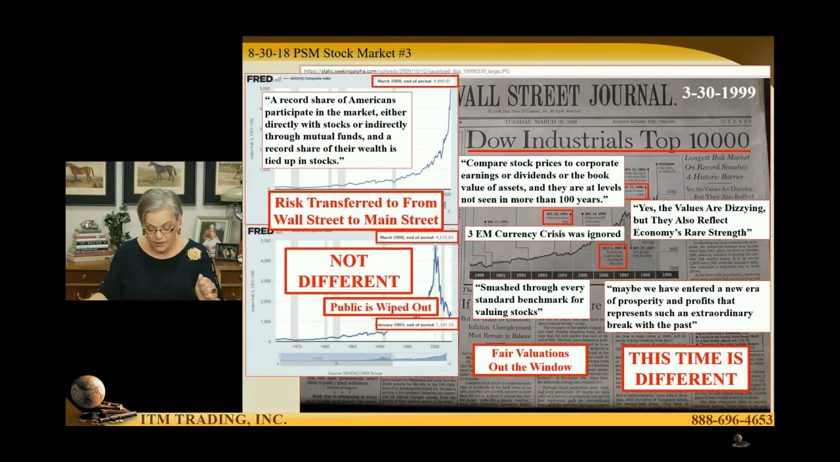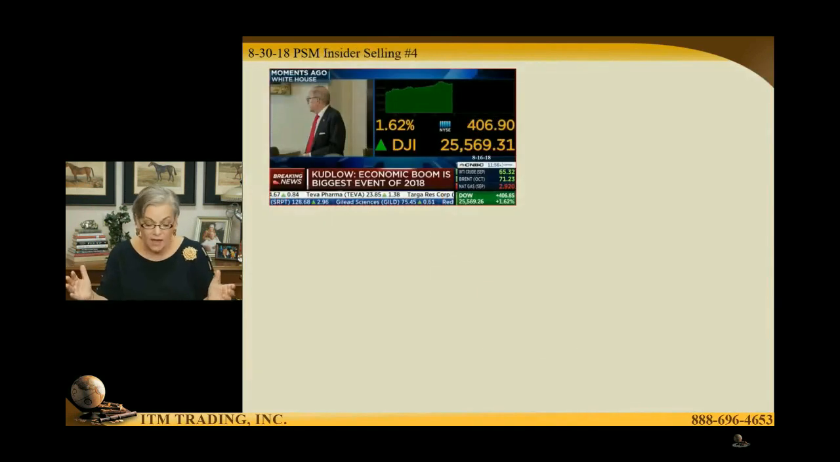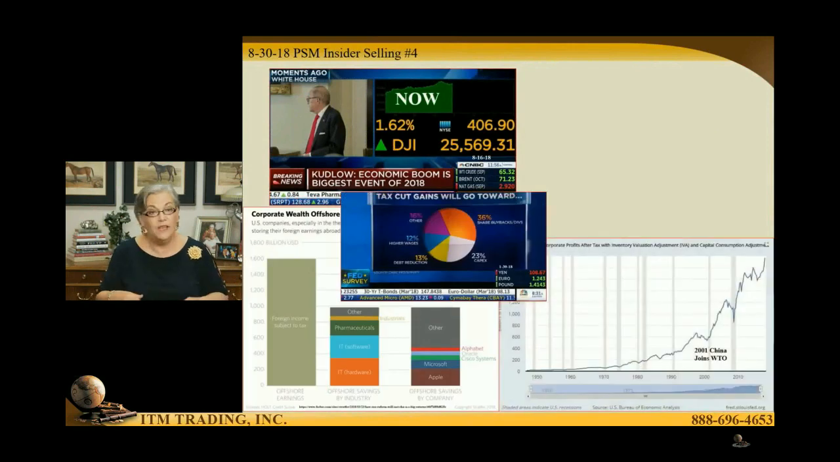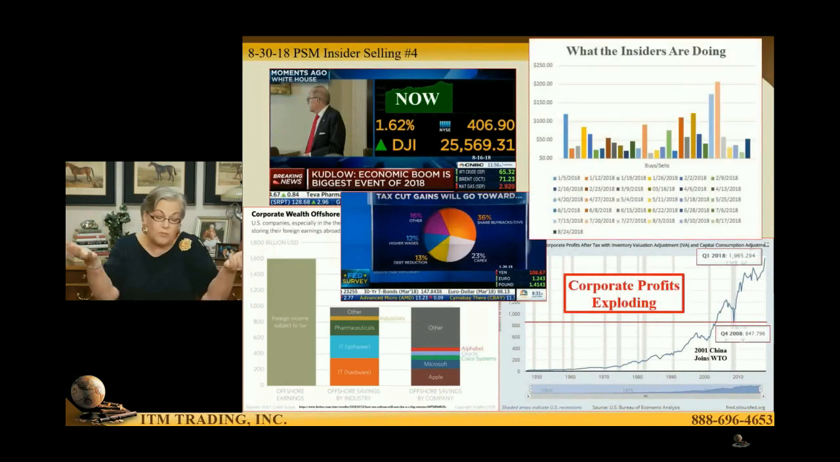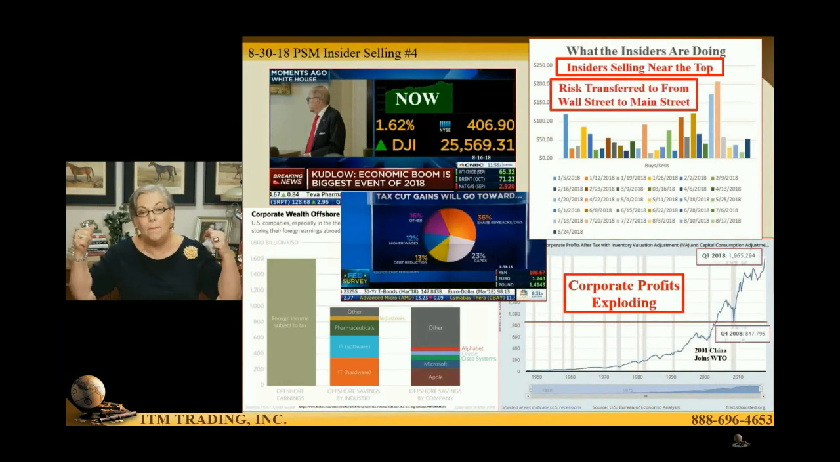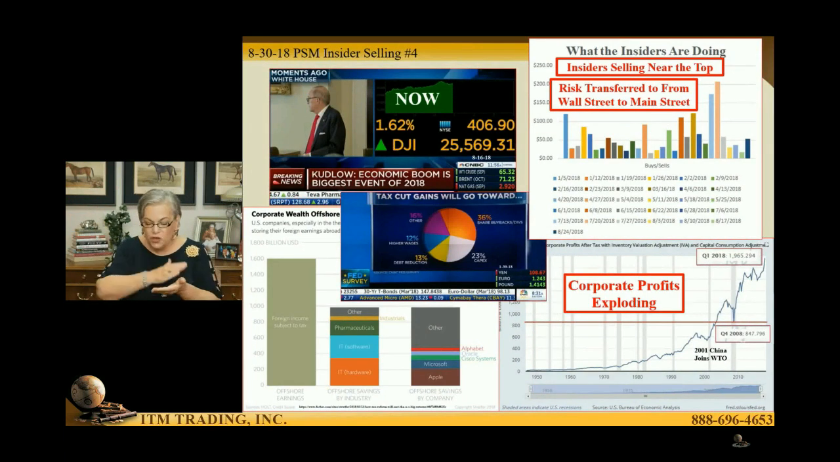Not different. So where are we today? Well, you know, according to Larry Kudlow, who is the top advisor to President Trump, and President Trump too, frankly, this is the best economic boom in history. And certainly all of the markets are making new highs. But I think you can see the hockey sticks in everything.